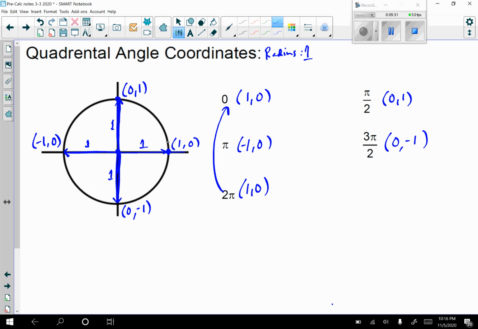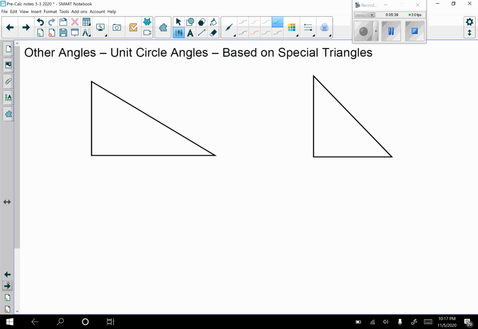So all the quadrants, there we go. Okay. Well, let's see about other ones. That didn't take too long for those first ones. So other angles. Well, let's do a little bit of quick review here. Other angles that we're going to find are based on special triangles.